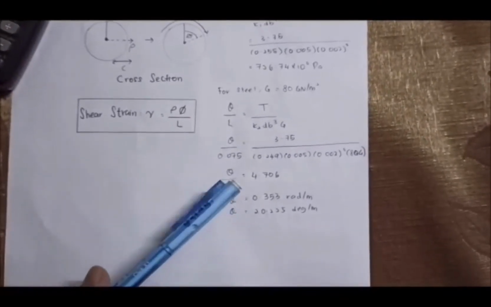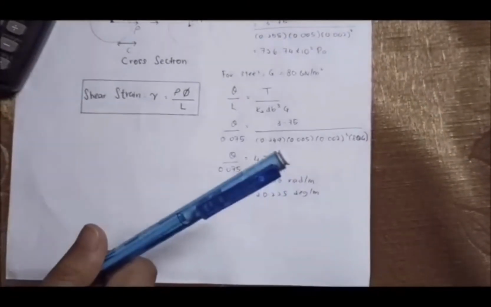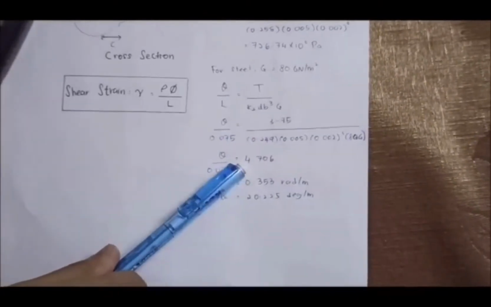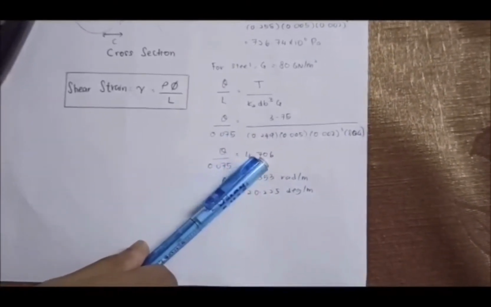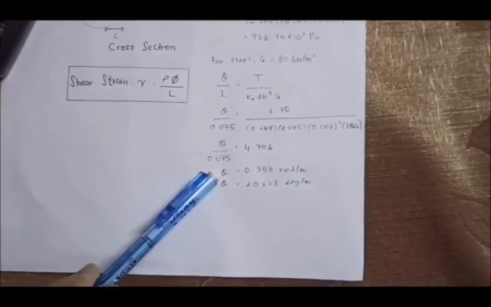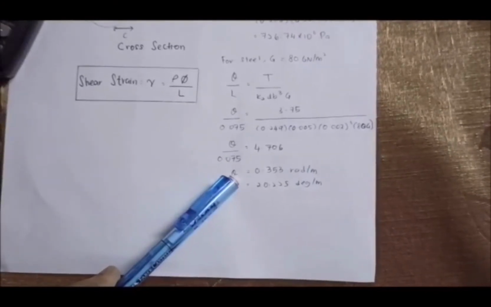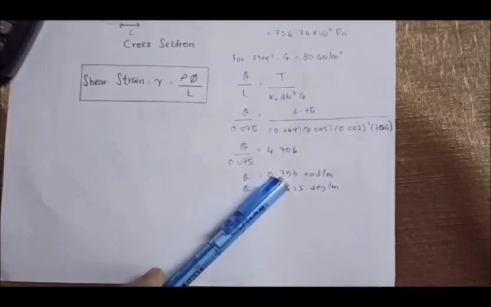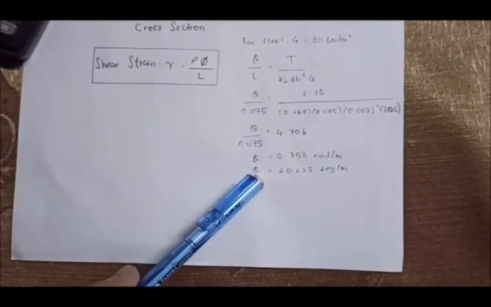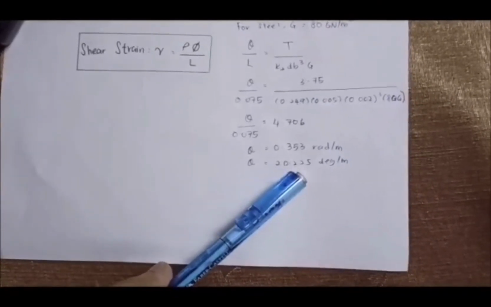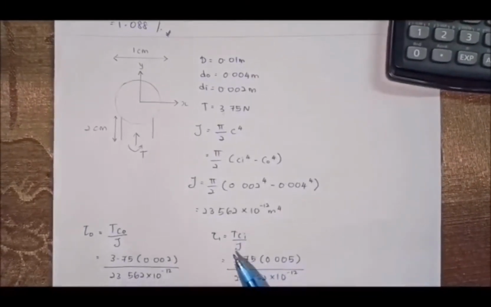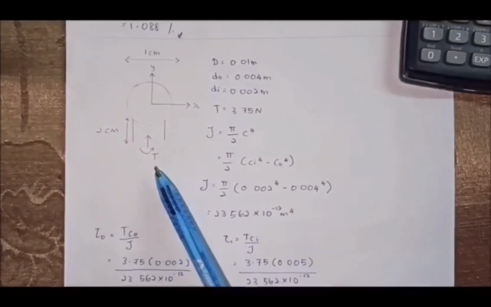Okay, we proceed to the calculation. After we calculate this we get the answer 4.706, and the answer of the angle of twist of the rectangular section in radian is 0.353 radian per meter. If in degree per meter, it is 20.225.